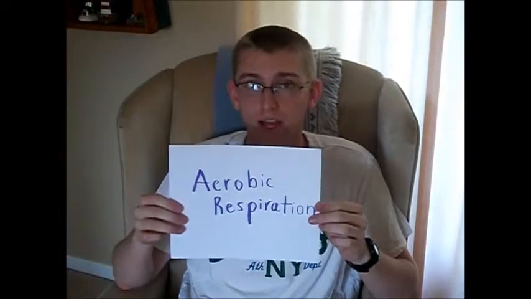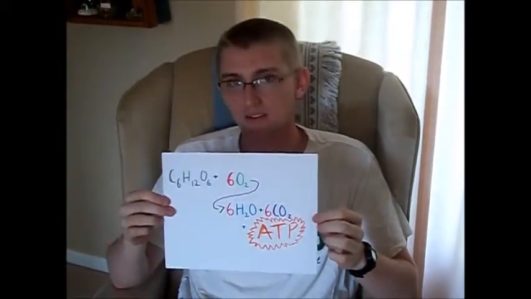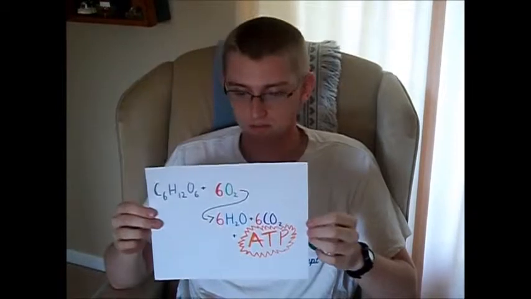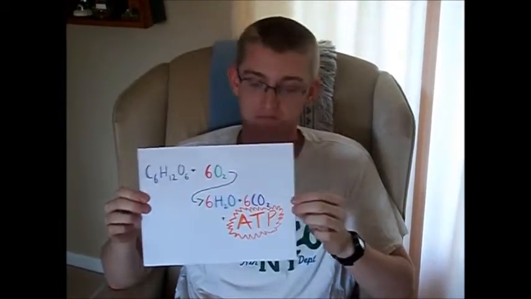The other is called aerobic respiration. Now, we'll be breaking down the steps to aerobic respiration later, but first, let's take a look at the formula. Now, what does all this mean? Glucose plus oxygen yields water, carbon dioxide, and ATP. How's this done? Well, let's find out.